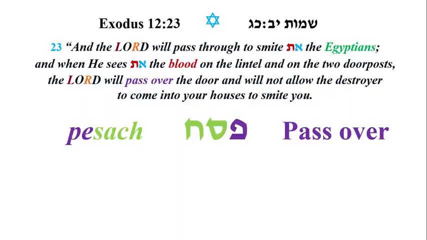Okay, Exodus 12:23. And Yahweh will pass through to smite the Egyptians. And when he sees the blood on the lintel and on the two doorposts, Yahweh will pass over the door and will not allow the destroyer to come into your houses to smite you. Okay, remember, Moses said, let my people go. Pharaoh said, no, 9 plagues are sent.